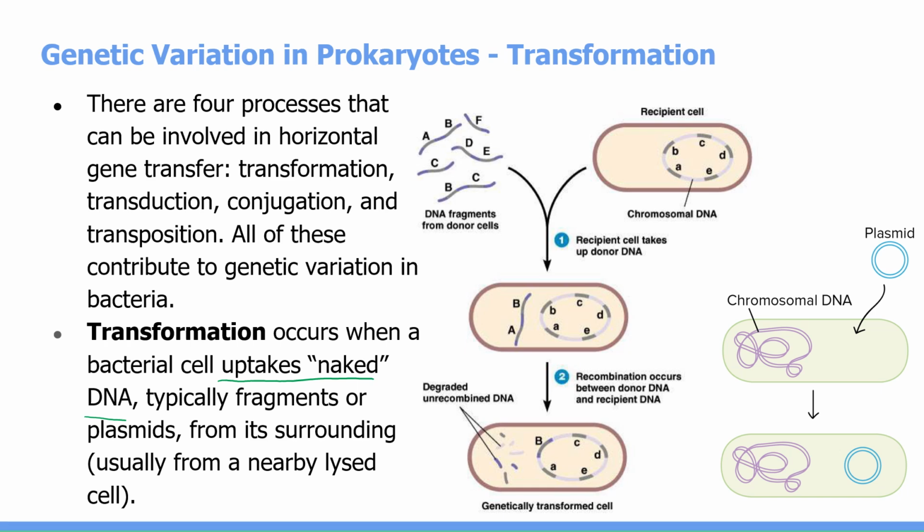So we can look at the image for the example there. The image shows us fragments of DNA, and then we have the chromosomal DNA of the bacteria here, and then it takes up that A and B DNA. The degraded DNA can break apart and attach to the chromosomal DNA. So the recombination occurs between donor DNA and the recipient DNA. And then the rest of it is just junk.